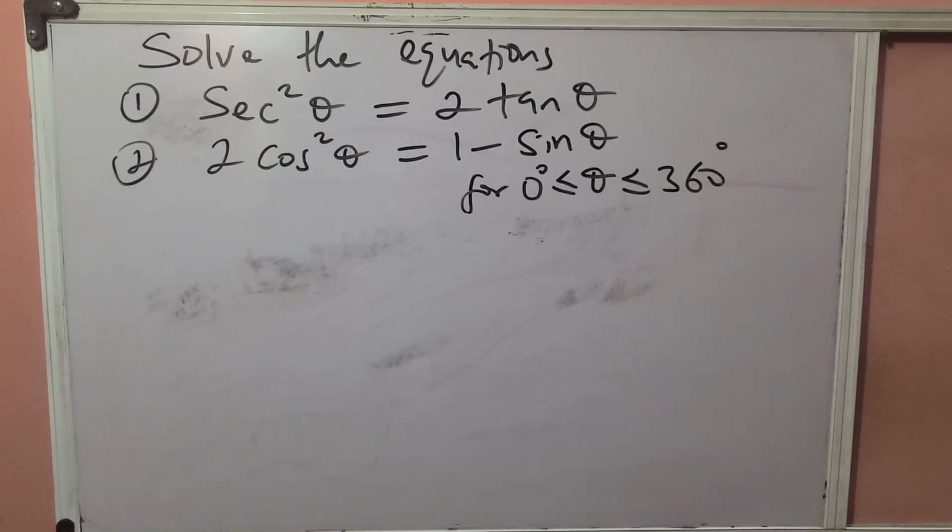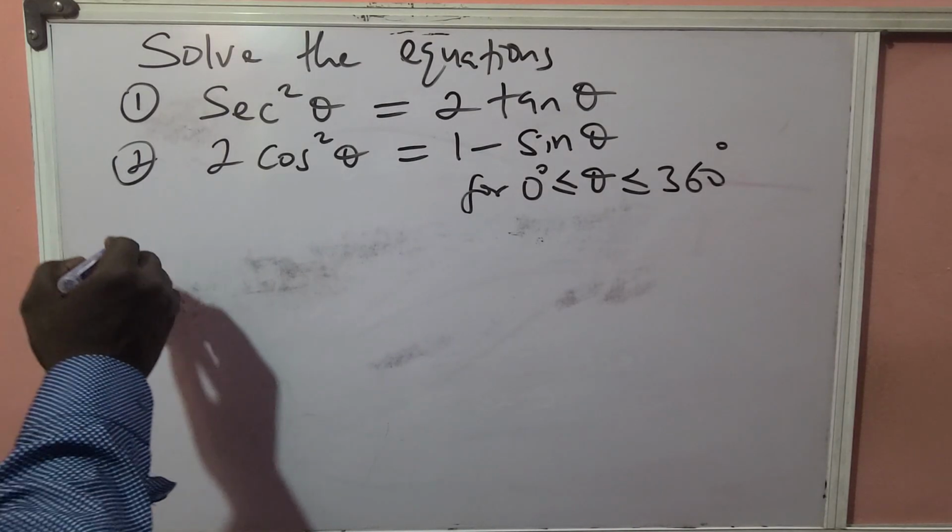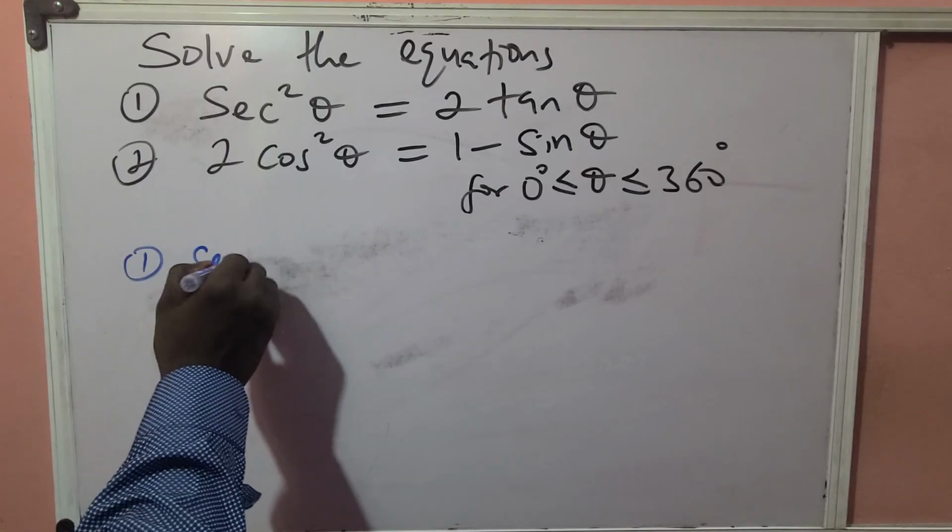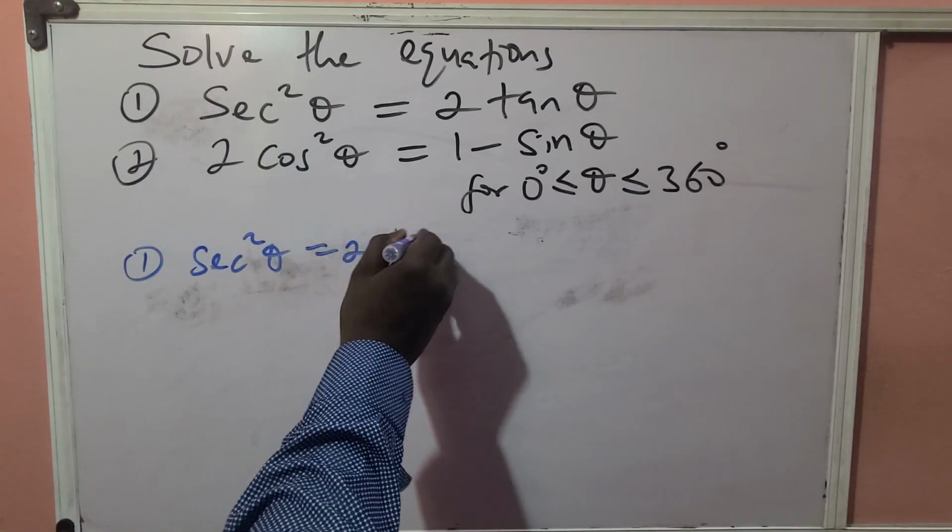So let's quickly look at this particular question. We're told to solve the following equations. And I told you already, the two basic skills you must have, number one is to know your trig identities, and number two, you have to be able to solve angle of any magnitude. In this case now, we're told to find the value for theta between 0 degree and 360 degree. So let's try and solve question number one very quickly. We have sec square theta equals to 2 tan theta.